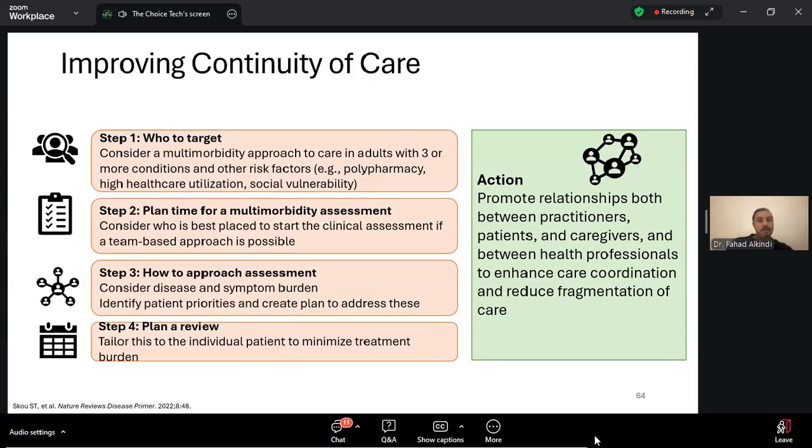by planning. First, you identify who are the higher risk patients, which means those patients who have multiple comorbidities, and then you plan a time for the assessment. Also, you can plan who is supposed to see the patient first, based on the prioritization of the patient himself, and then of course you have to make a full plan regarding the review of the patient and promote a relationship between the practitioners and the caregivers.